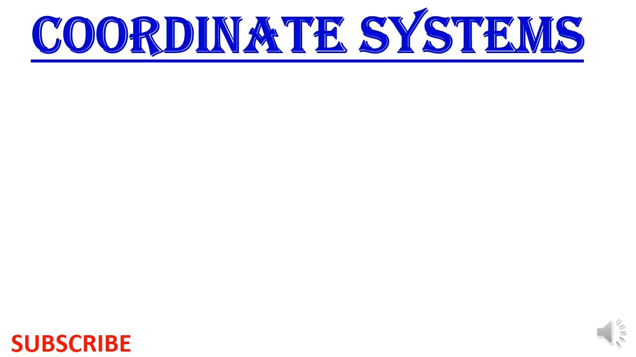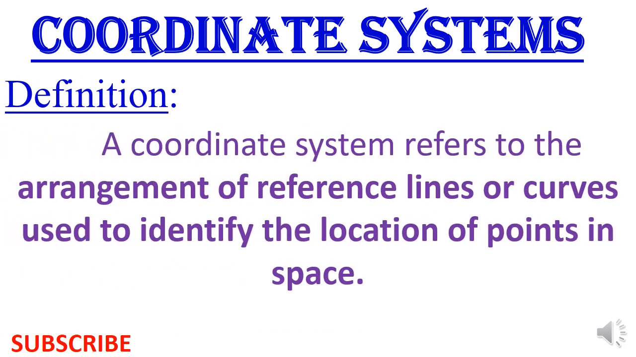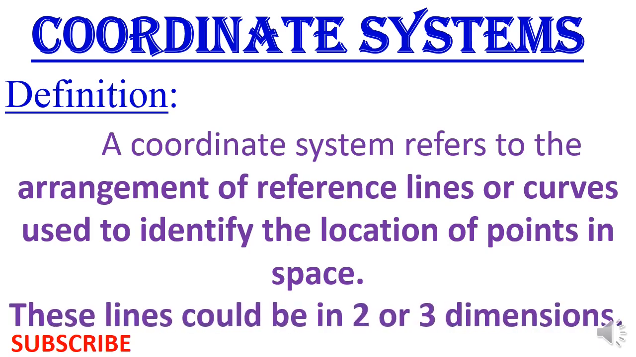Alright, let's go back to our coordinate systems. So what is a coordinate system? A coordinate system simply refers to the arrangement of reference lines or curves used to identify the location of points in space. These lines could be in 2 or in 3 dimensions. That is, the lines that make up a coordinate system could be in 2 or 3 dimensions. It is also important for you to know that the lines that make up a coordinate system are called coordinate axes.